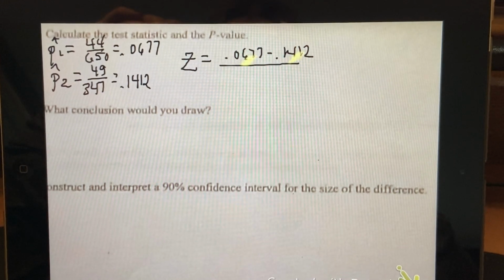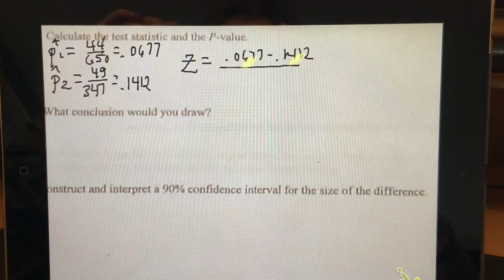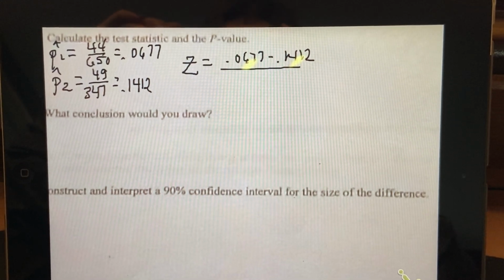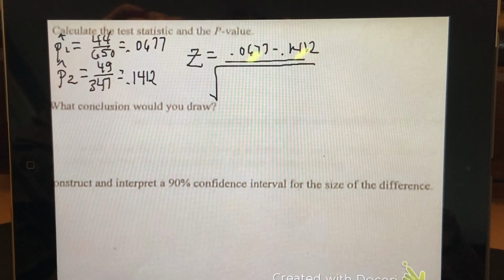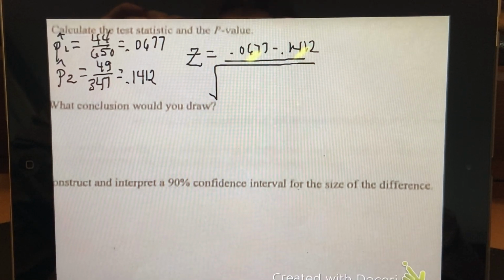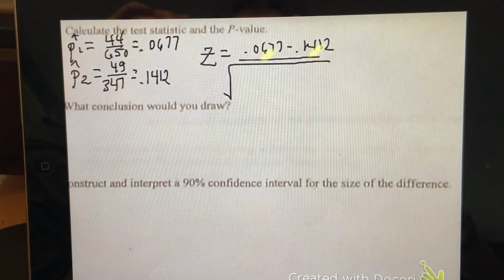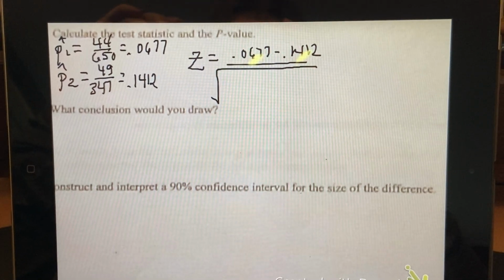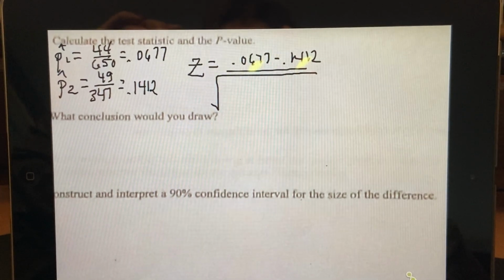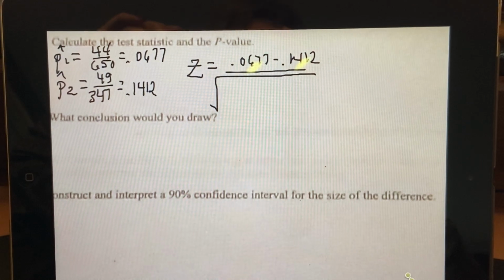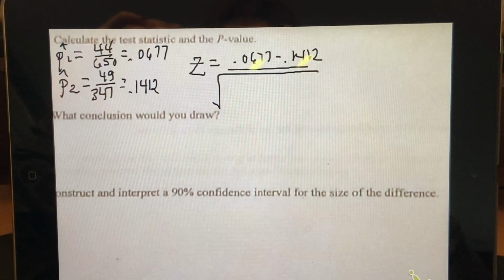And here's p hat 2. And so I'm just going to take the difference between them. Now, this is what's changed: our denominator. We are now taking what we call standard deviations, okay? And so I need to figure out a good way to do this. And so here we go.